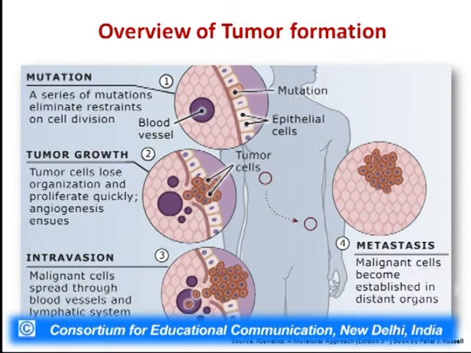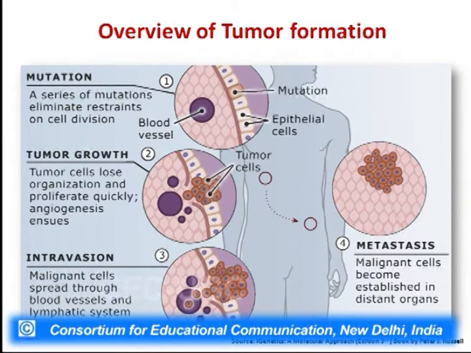Each of the cells in our body has a definite lifespan. After that lifespan, the cell will die automatically by the process called apoptosis or programmed cell death. But in cancer cells, this apoptosis process doesn't occur, or the cells evade it. So the tumor growth occurs, the tumor cells lose their organization and proliferate quickly. A mass of cells is formed and the process of angiogenesis also starts taking place.